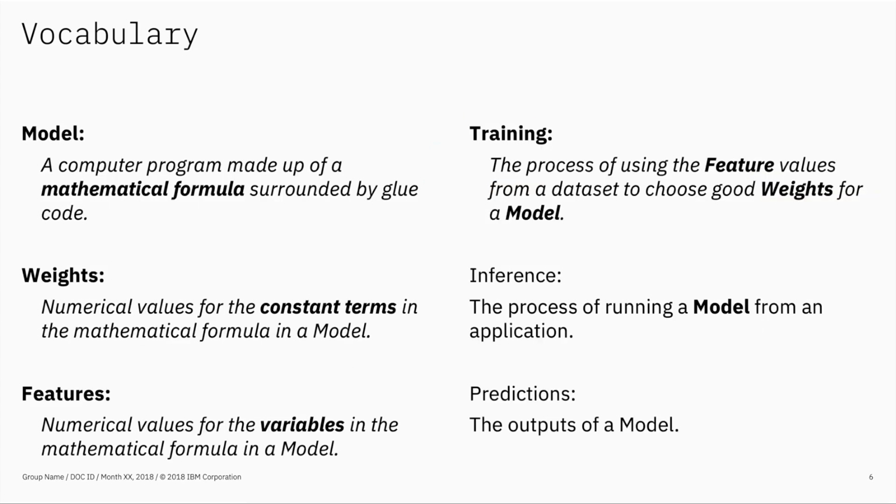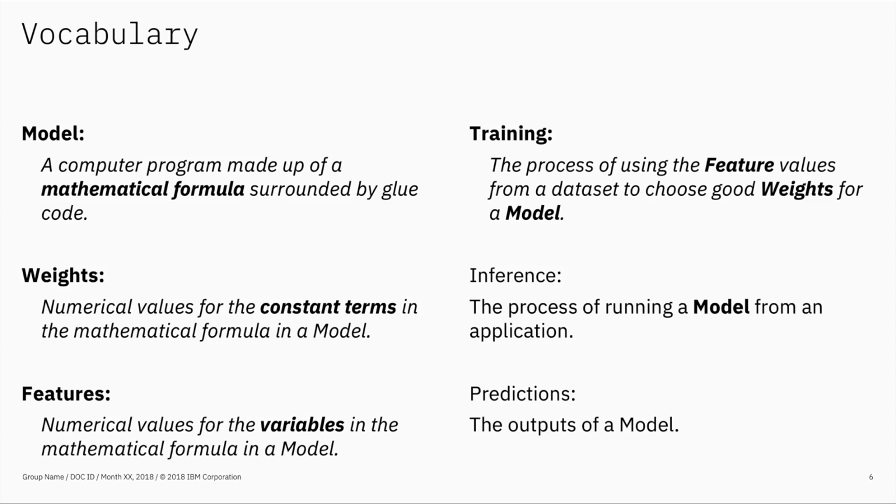And the particular words I'm going to be focusing on are model, weights, features, training, inference, and predictions. So very briefly, a model in machine learning is a computer program. It is a computer program wrapped around a mathematical formula with some glue code to make that formula run. The formula itself consists of some constants and some variables, and values for those constants are called weights. Values for the variables, which change every time you evaluate the formula, are called features.